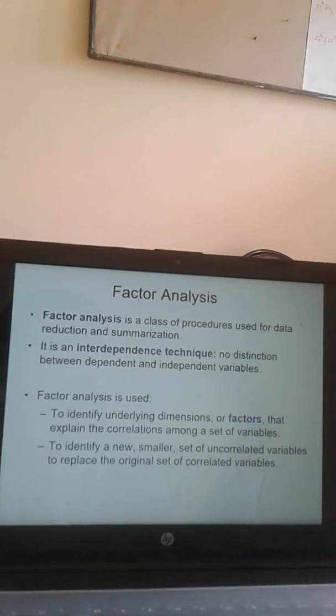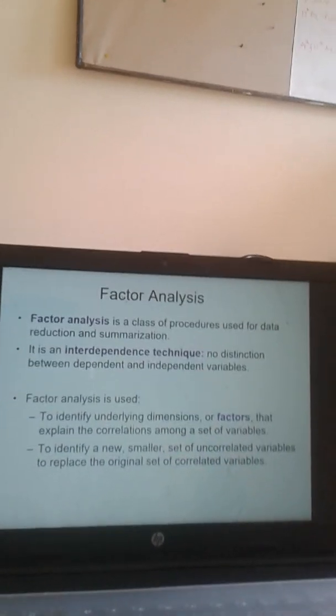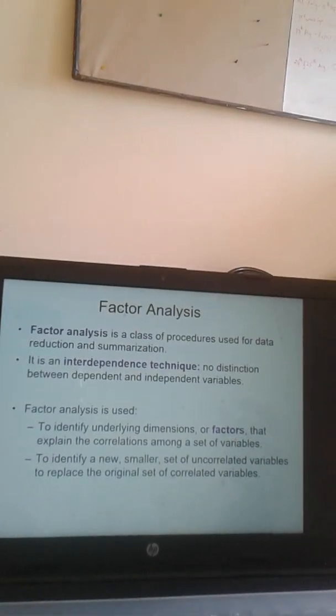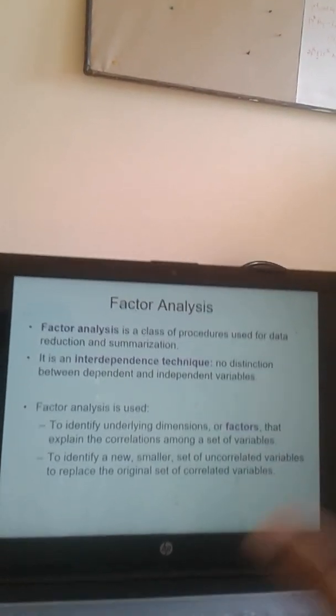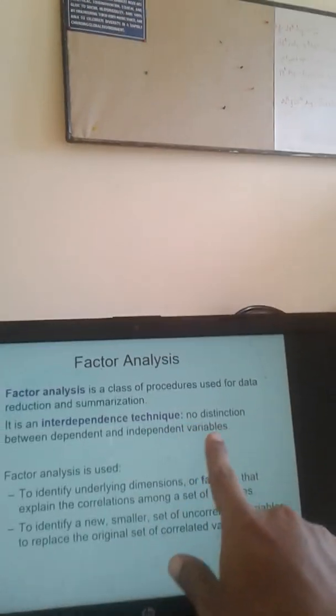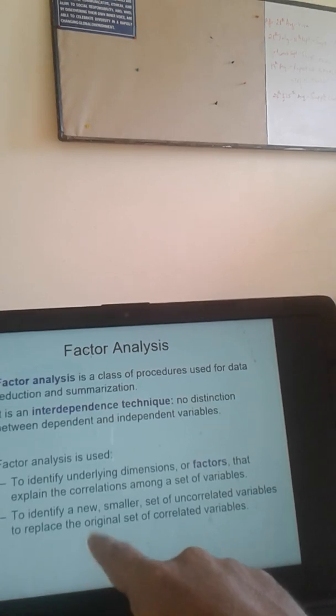So instead of using 100 different variables, we can group them into something and call it a group of 5. We can reduce it to 5 variables or 10 variables based on certain types of interpretations. For that reason we use factor analysis. So it is an interdependence technique, with no distinction between dependent and independent variables.